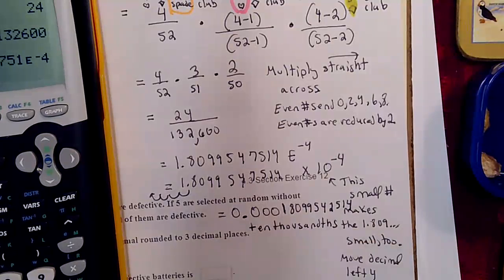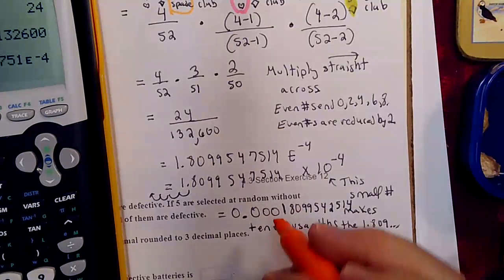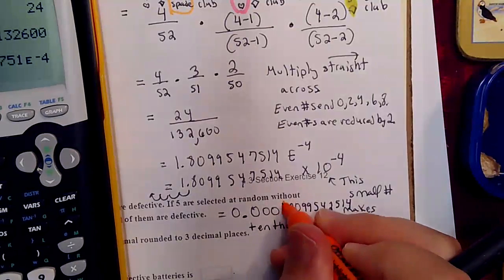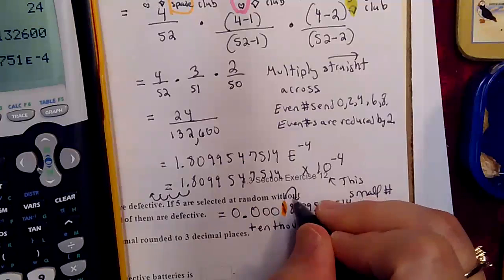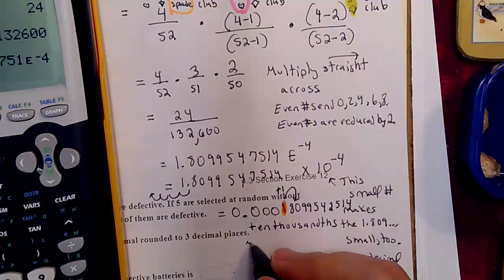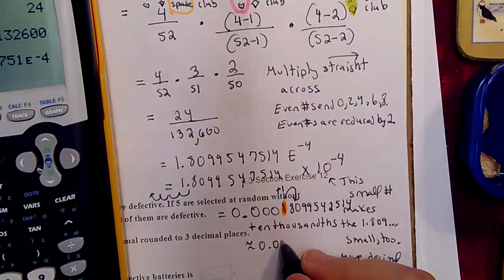So you have tenths, hundredths, thousandths, ten-thousandths. And then look at the number to the right. Is that 5 or more? Yep, it's an 8. So you have 0.0002.